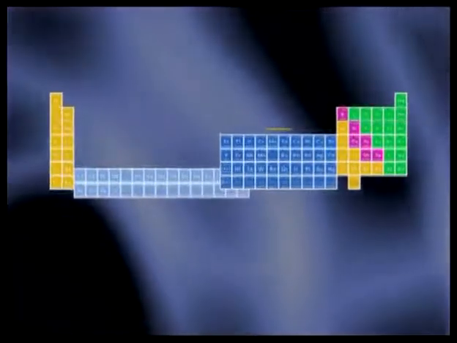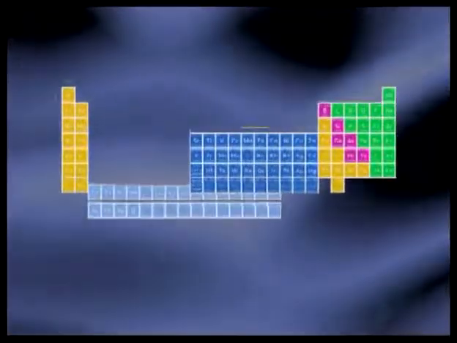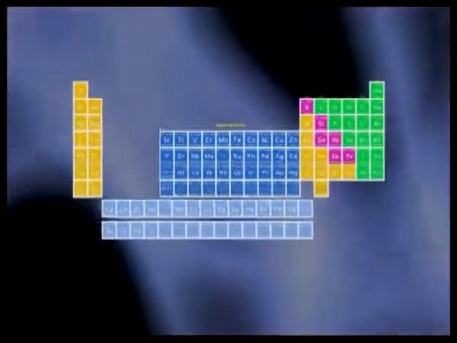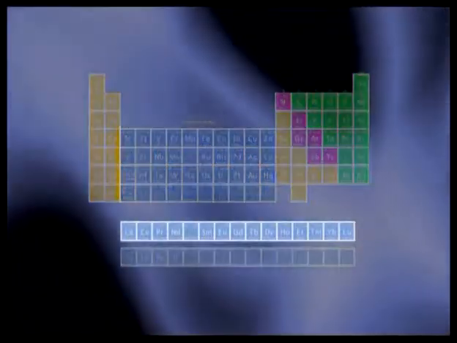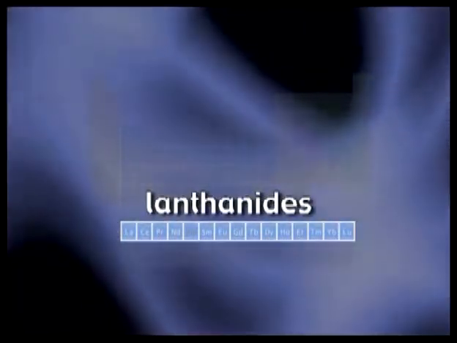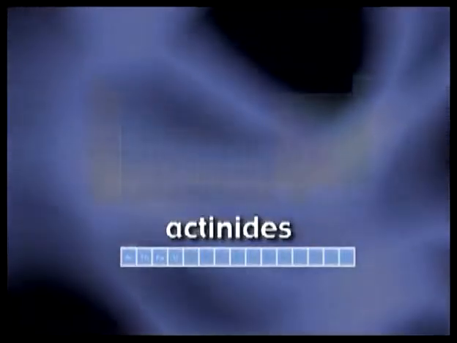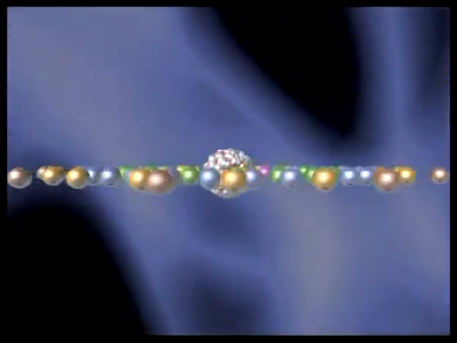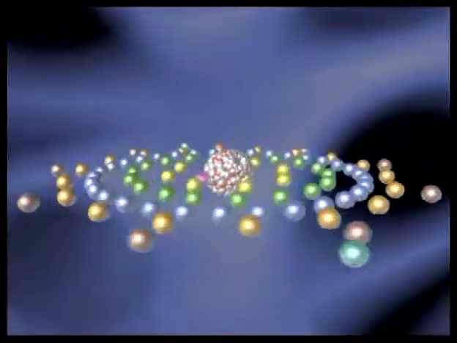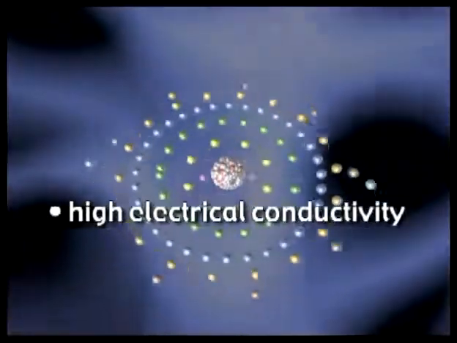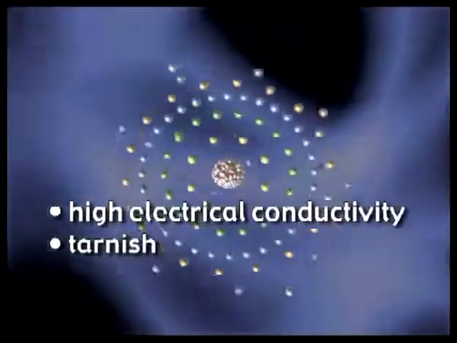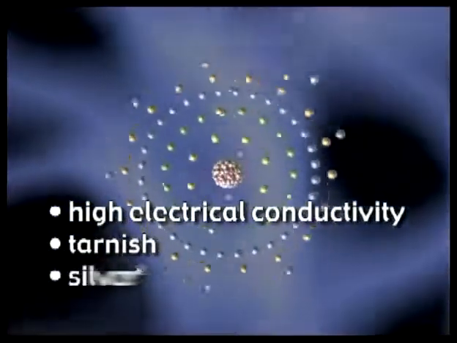The periodic table also contains 2 rows of elements that are removed from the main body of the table. This is to avoid broadening the width of the table. Elements 58 to 71 are known as lanthanide or rare earth elements. Elements 90 to 103 are known as actinide elements. Typical lanthanides and actinides have 2 electrons in the outer shell and have similar properties. They have high electrical conductivity, tarnish easily when exposed to air, and are of a silver color.